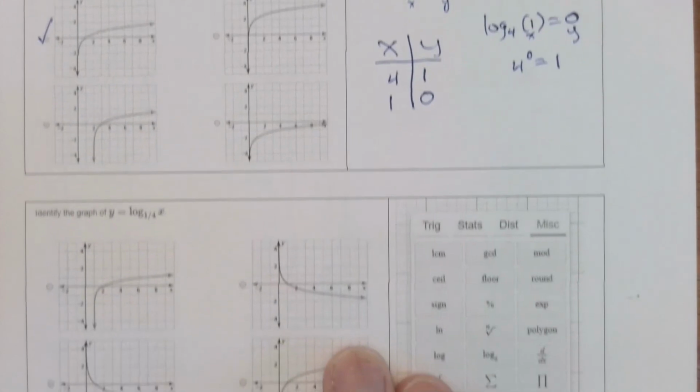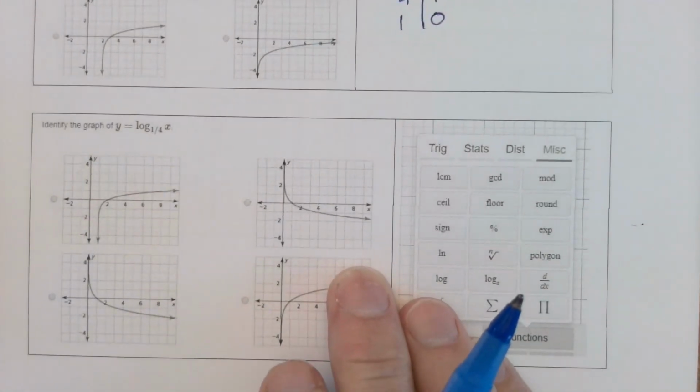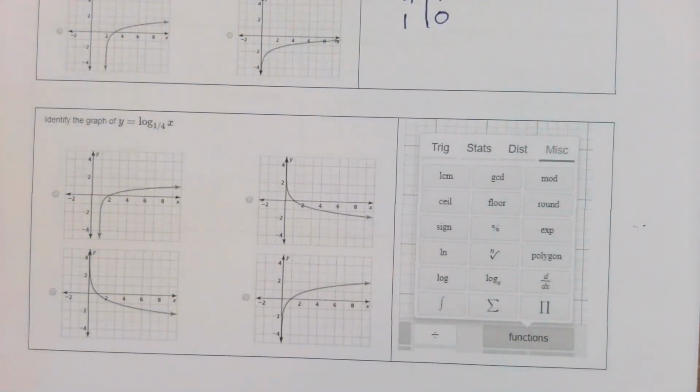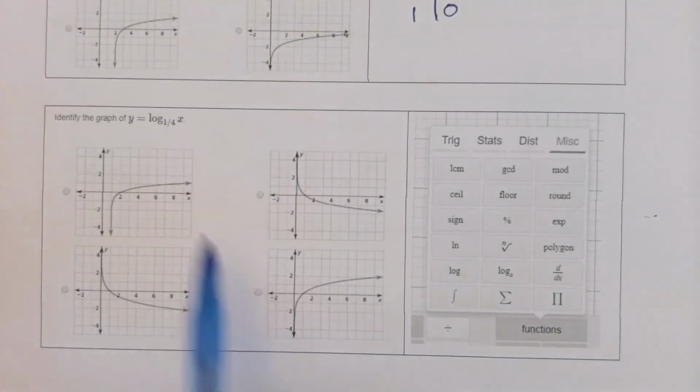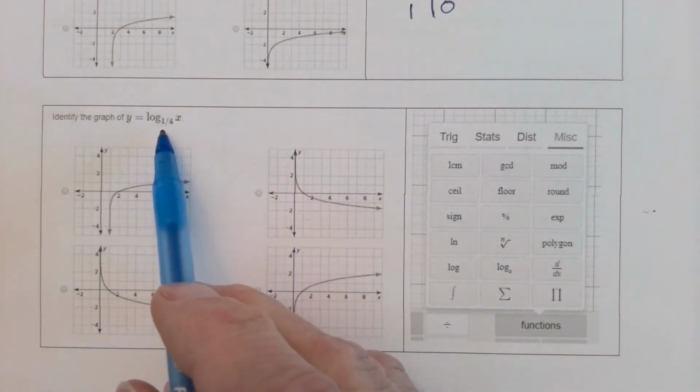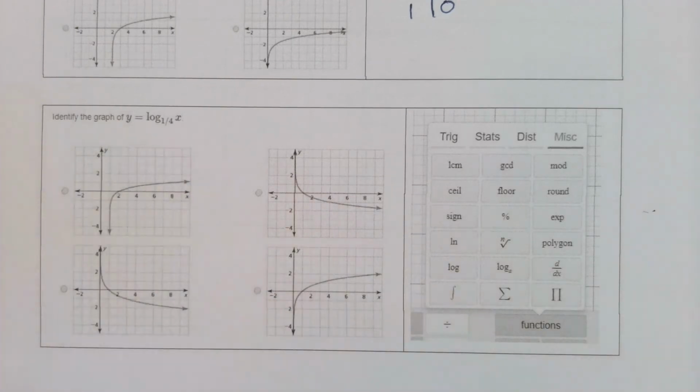Now you can use that idea on this problem, but it's a base 1/4 log. And I'll just tell you right now, when you have a log with a base that's somewhere between 0 and 1, you're going to end up with a decreasing function. It's going to be one of these two.